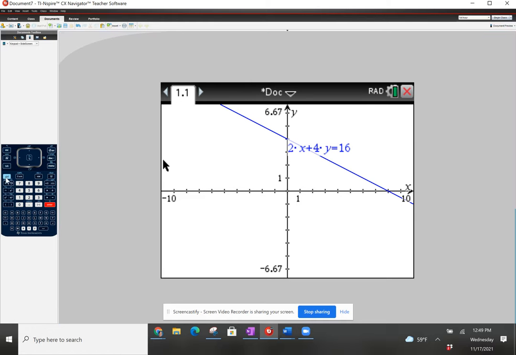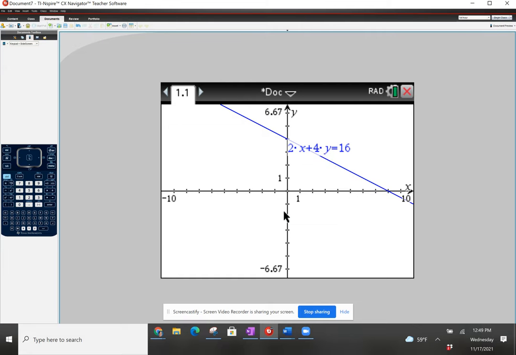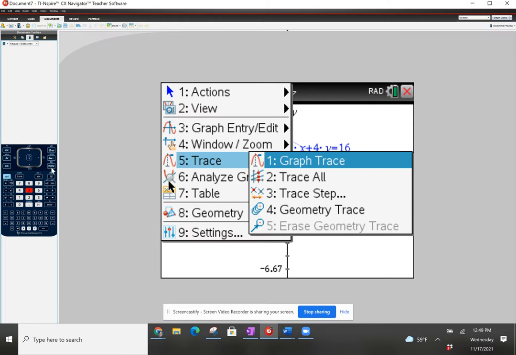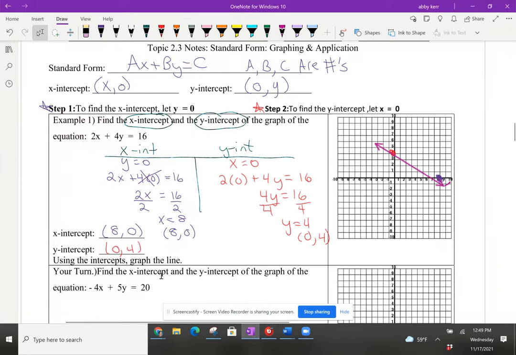Now, in the past, we've used the table Control-T, but since we're using the relation function, we're not allowed to do that. So the workaround, how we figure it out, we're going to be able to trace the line. We're going to find the ordered pairs. So if you go to Menu, 5, which is Trace, and then Graph Trace, notice it says 0 comma 4, and that's what I got here. I got 0 comma 4.